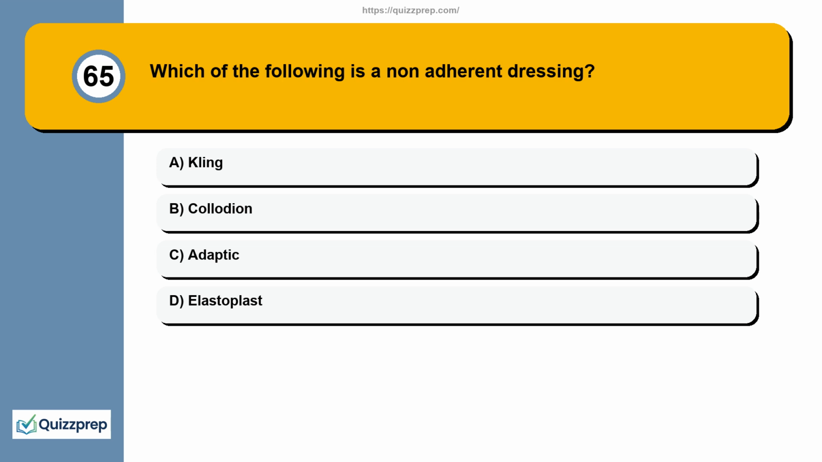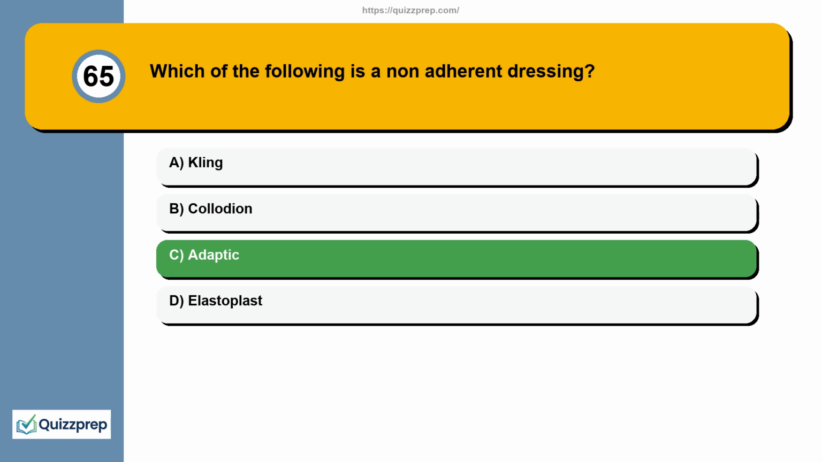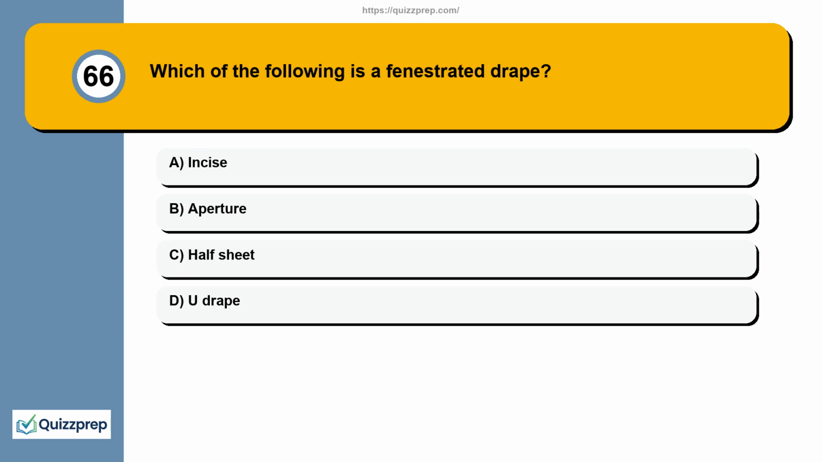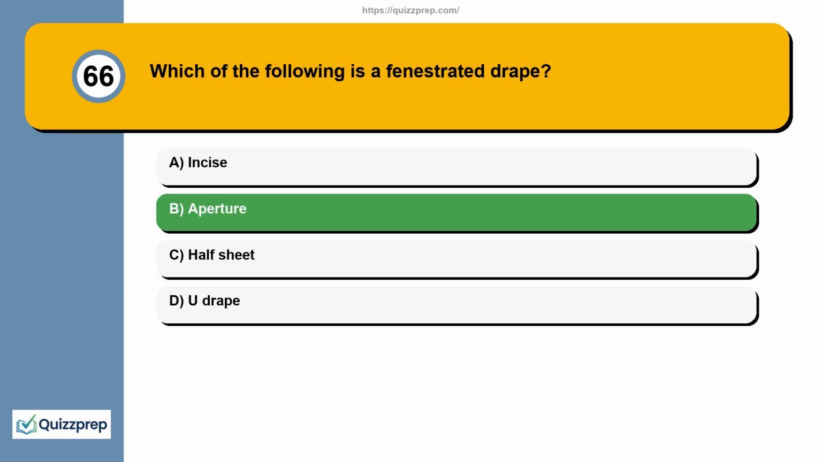Option A, cling. Option B, collodion. Option C, adaptic. Option D, elastoplast. The correct answer is option C, adaptic. Question 66. Which of the following is a fenestrated drape? Option A, incise. Option B, aperture. Option C, half sheet. Option D, U-drape. The correct answer is option B, aperture.